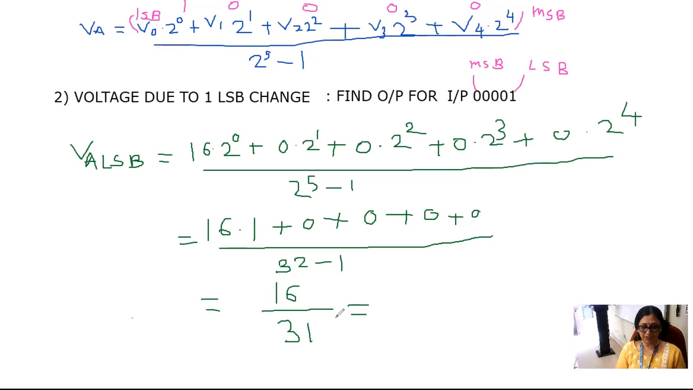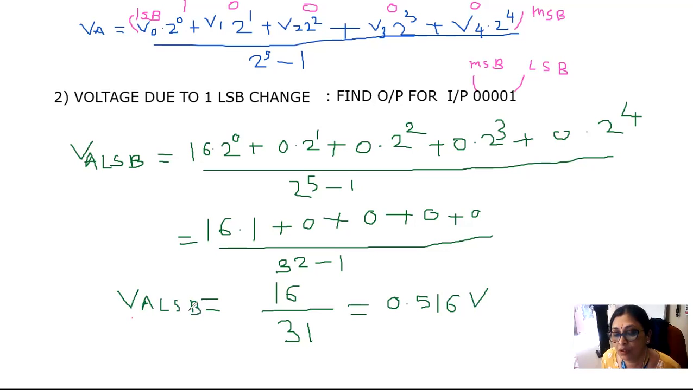0.516. Okay. 16 divided by 31 is 0.516. So this will be 0.516 volt. So 1 LSB voltage is equal to 0.516 volt, and this is nothing but the resolution of your digital to analog converter. So this is a resolution also. Okay, this is the resolution.